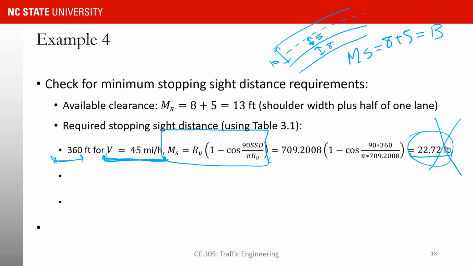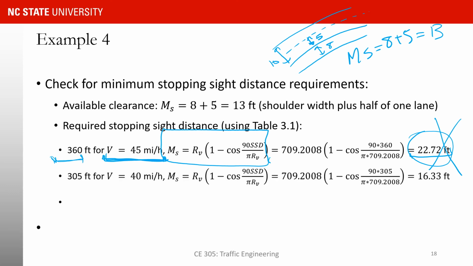What do I do next? I'm gonna reduce the speed by 5 miles per hour. And that would give me a speed of 40. So if my speed is 40, the stopping side distance that I get from that is 305. So if I put my R sub V, which is 709, here, and stopping side distance of 305, I get a required M sub S of 16.33. My required side clearance is 16.33. I have 13 feet. So this is not gonna work either.